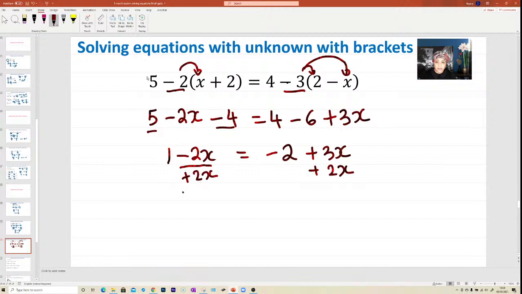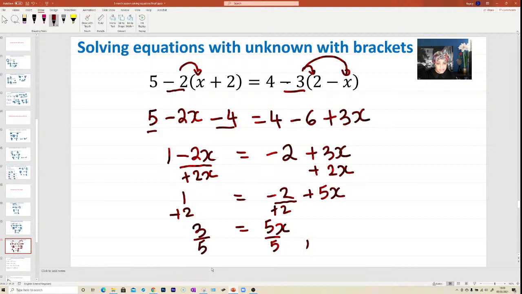So on this side, I now have 1 equals -2 plus 5x. Now I don't want this -2 here, so I need to add 2 on both sides. 1 plus 2 is 3 equals, now that's gone, so now I have 5x. I need to divide by 5 on both sides, okay? So Ali, well done. You get 5 divided by 5, 1. So x is equal to 3/5.